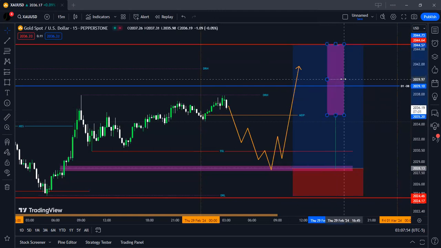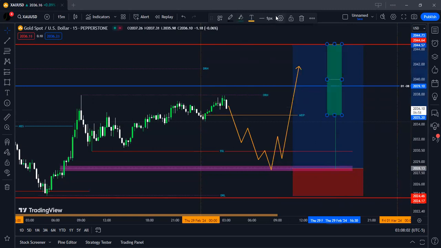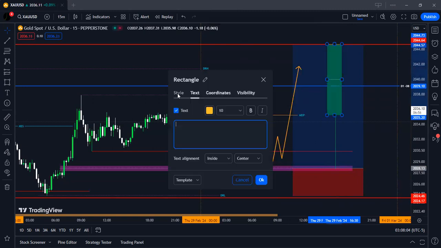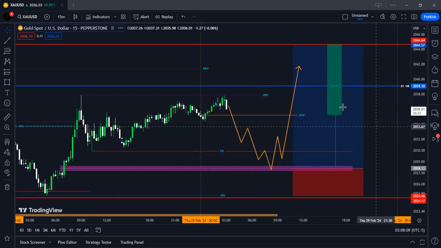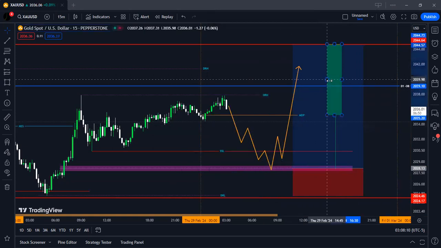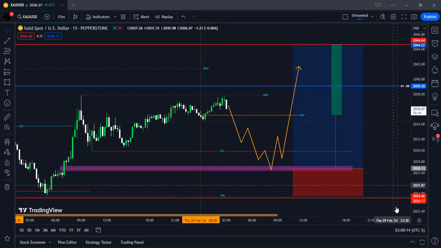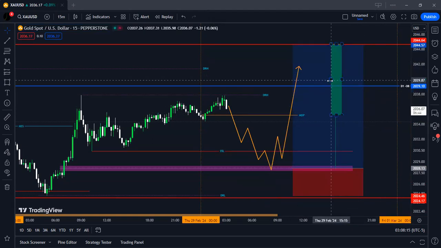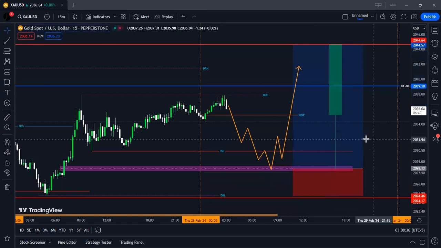I will change the color to green also. Remove the middle line. All right. So today's candle would look something like this.